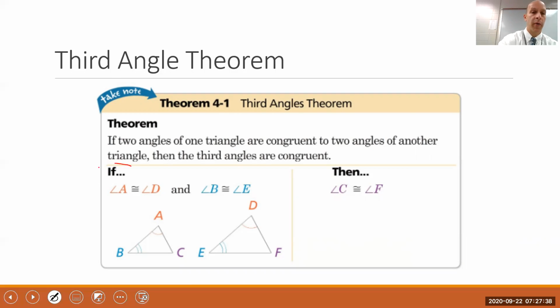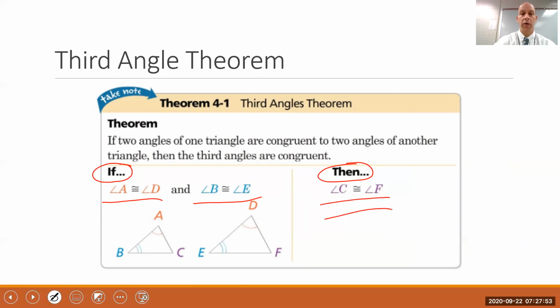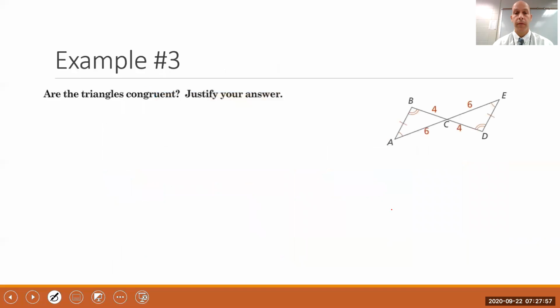So remember, we're talking about a conditional statement, an if-then statement. If in this case angle A is congruent to angle D in this triangle, and angle B is congruent to angle E in this triangle, and that triangle, therefore angle C and F have to be congruent. So let's see if we can get an answer here for this.